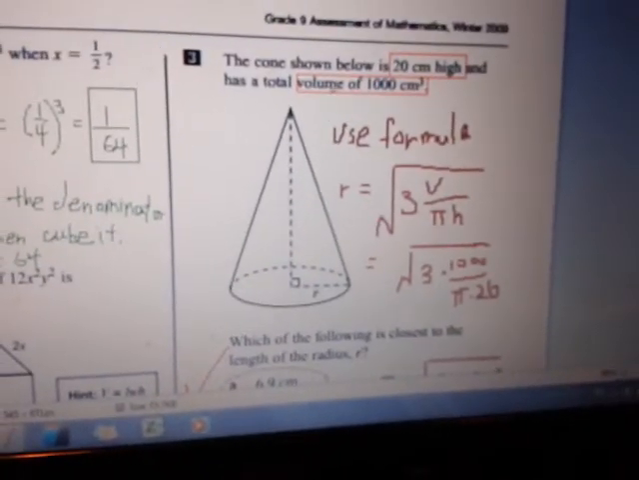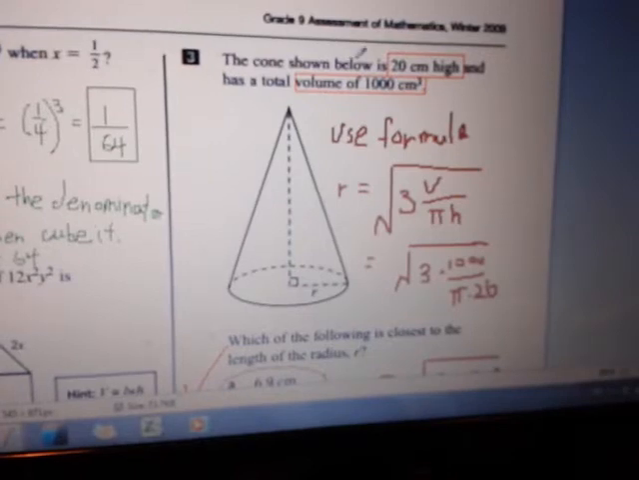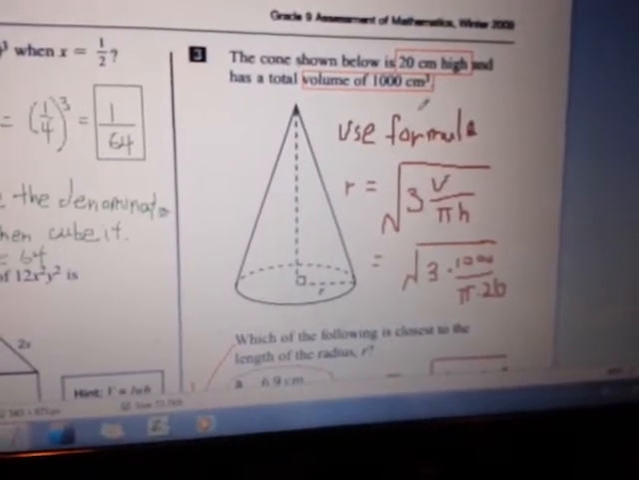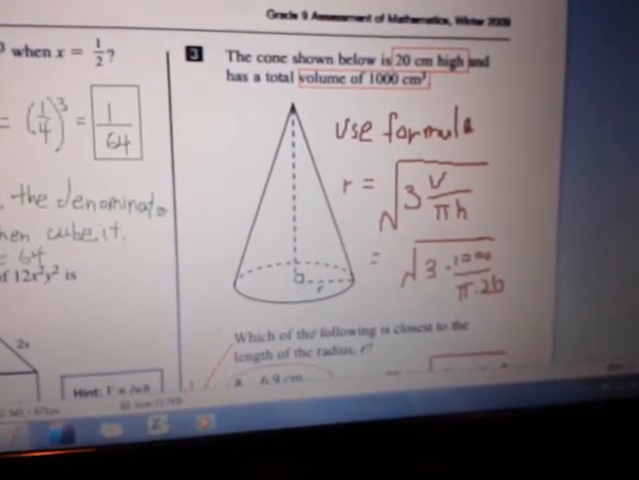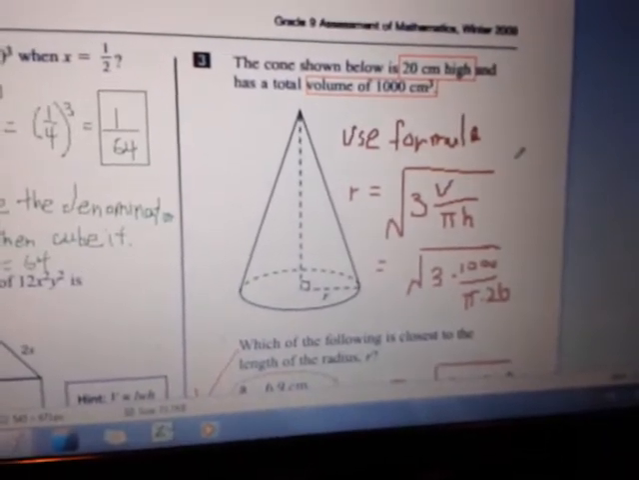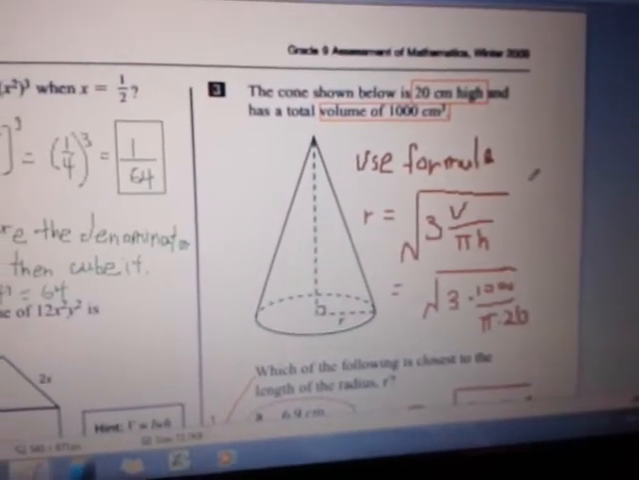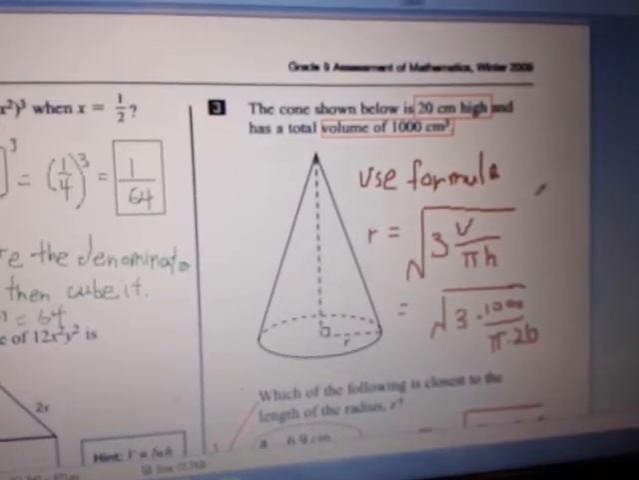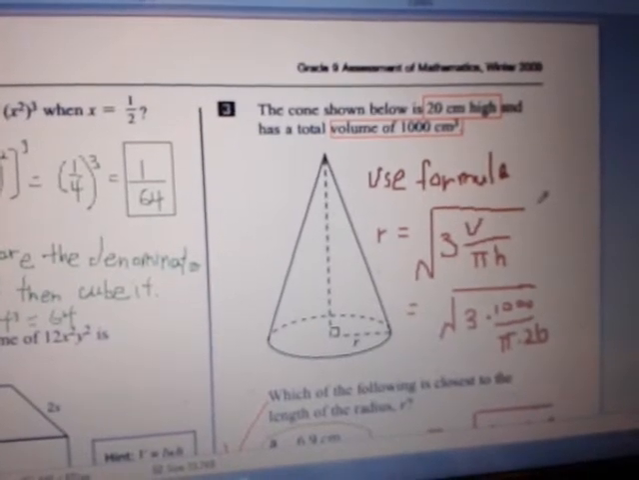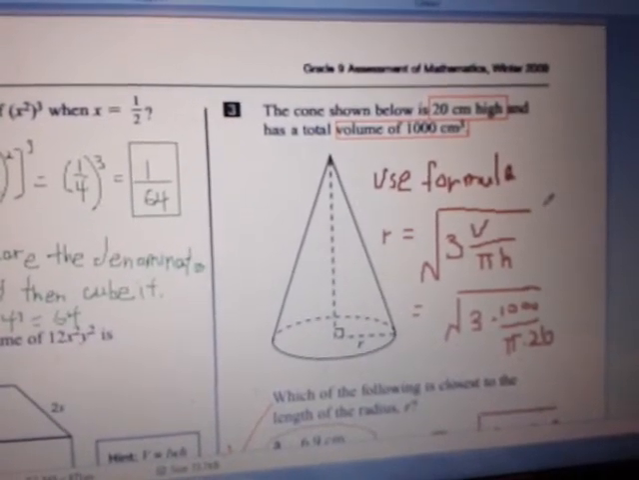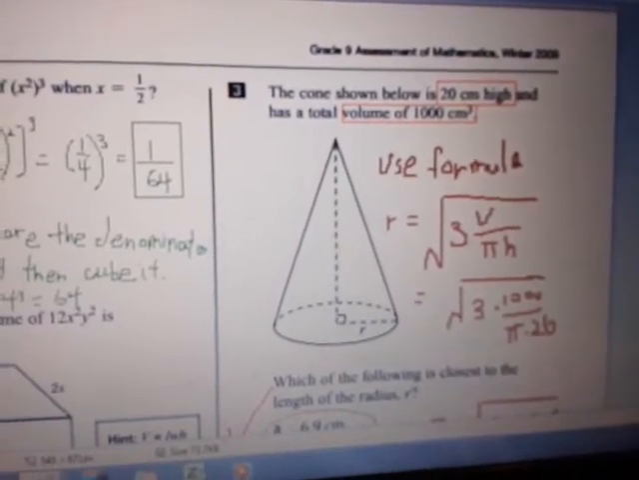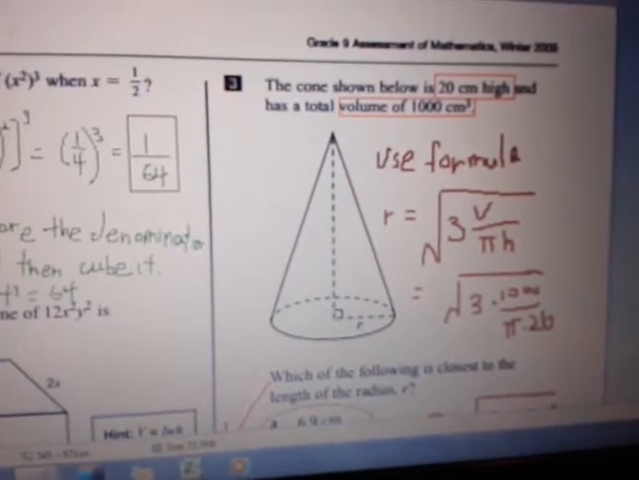So 3. The cone shown below is 20 centimeters high and has a total volume of 1,000 centimeters cubed. And they want us to find the radius. So you would have received a formula sheet for your EQAO testing. And it should have the formula for the cone, and you have to derive the formula for radius from the formula of the cone. And if you have any trouble with that, you can consult with your math teacher.